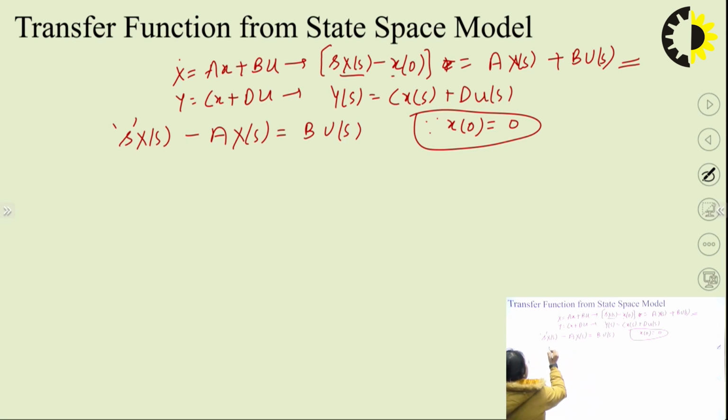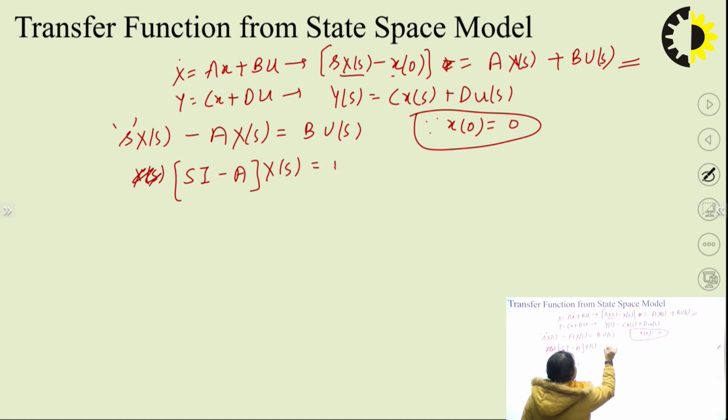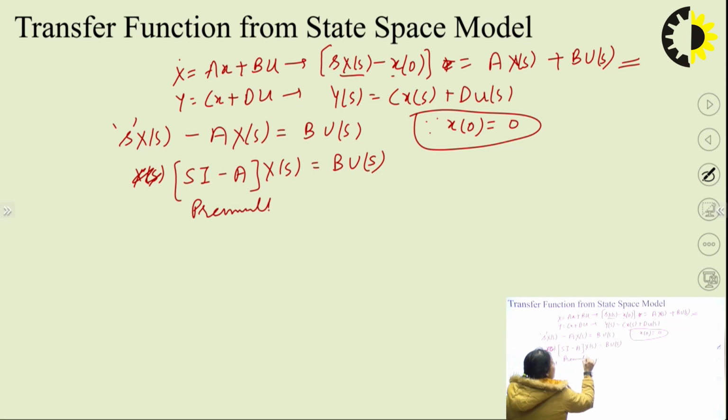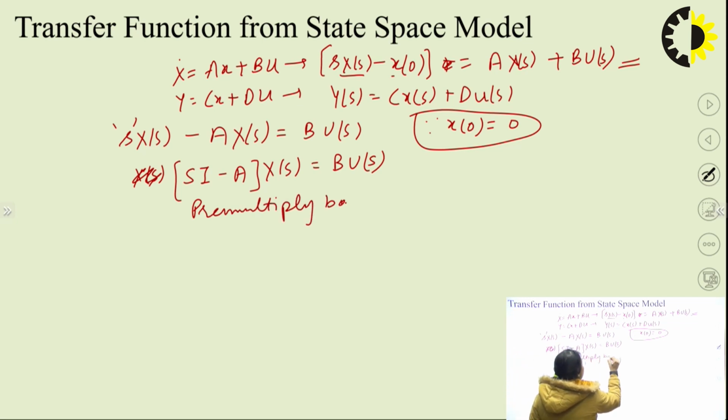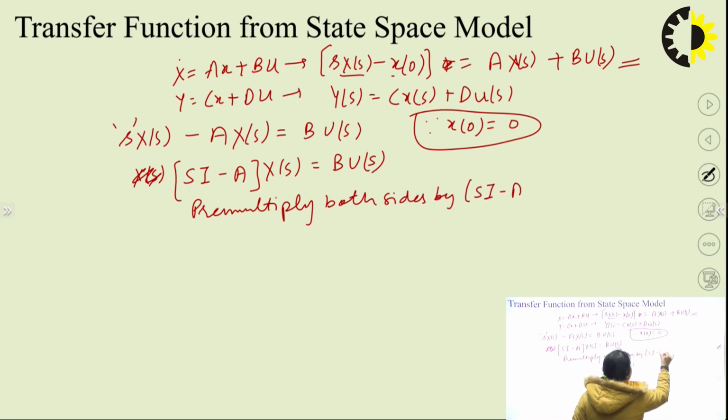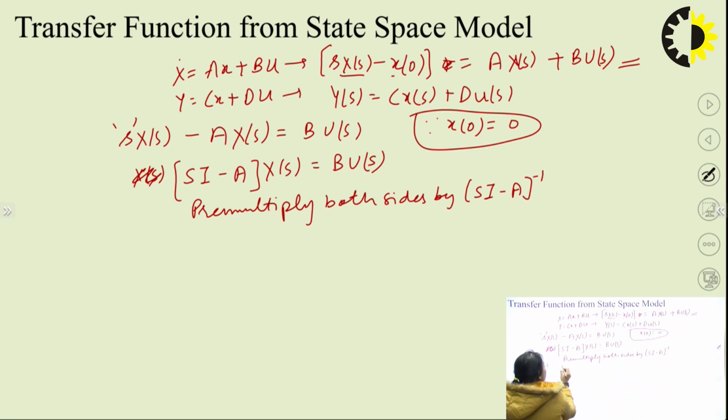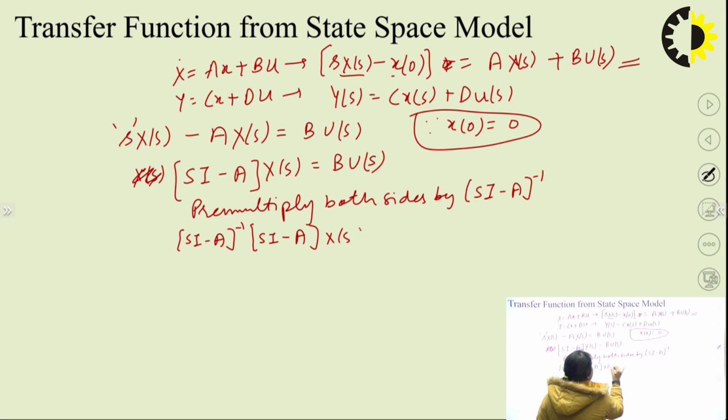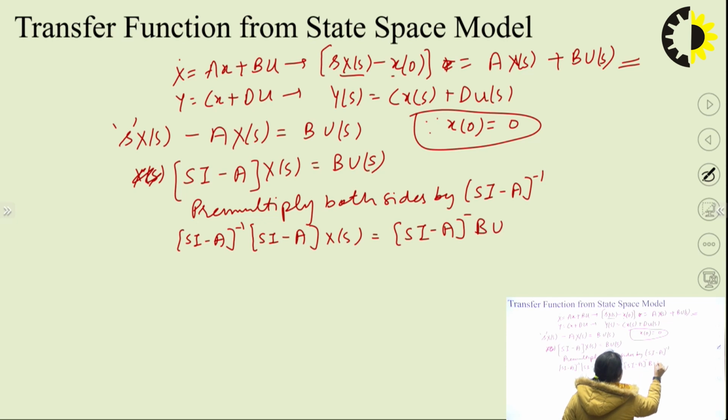Okay, so I can take common Xs and I am writing directly (sI minus A) into Xs will be equal to B into Us. Now pre-multiplying both sides by (sI minus A) inverse. Take both sides by sI minus A का inverse. So what I am getting here, (sI minus A) inverse into (sI minus A) into Xs is equal to (sI minus A) inverse into B into Us, right?